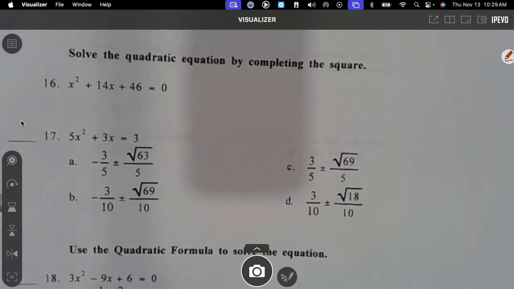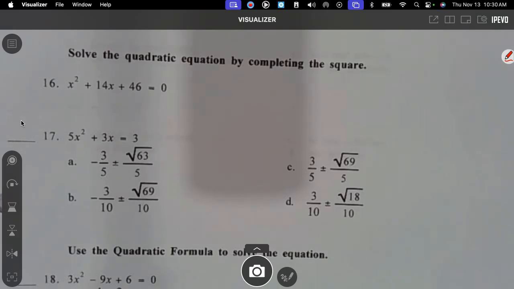What number is that one? 18 and 19 are quadratic formula. I think it's going to be like 18 and 19. Yeah, we're going to do 16, 18, and 19. All right. So number 16, what is the quadratic formula, y'all?